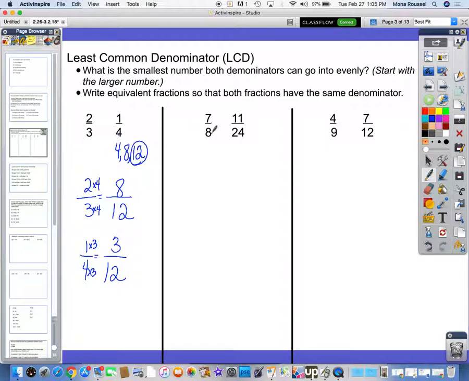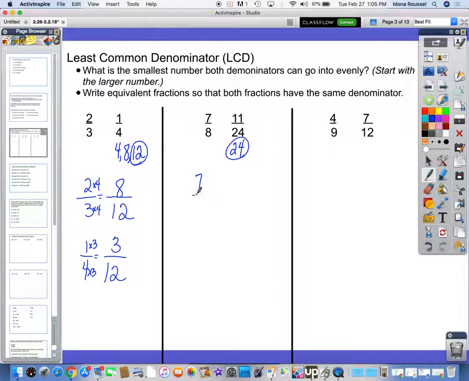Moving on to our second example, we have denominators of 8 and 24. If we start with the larger denominator, 24, we are going to list its multiples until we find one that 8 can go into evenly. The first multiple of 24 is 24. We ask ourselves, can 8 go into 24 evenly? Yes, it can, so 24 is the least common denominator.